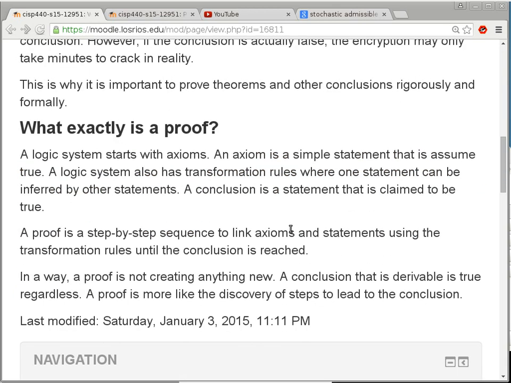All right, so getting back to this part here, what exactly is a proof? A proof is a logic system that starts with axioms. An axiom is a simple statement that is assumed to be true, and we do not question why it is true. So those are the axioms. Now, when we talk about axioms, we also have to talk about symbols and stuff like that, and so it becomes kind of useful to talk about that too.